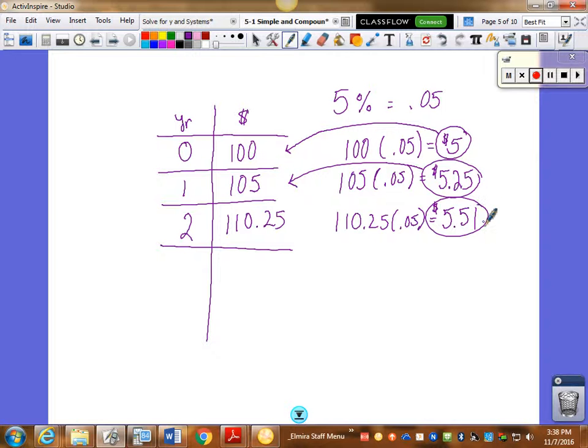And I get 5.51. Every year I'm making more interest, and that means I'm getting more and more money. Okay, so compound interest means you earn interest on your interest. Simple interest, you do not earn interest on your interest. Okay, it also means this relationship is not linear, because if it was linear, I'd just go up by $5 every time, and I don't. I'm going up by more every time.